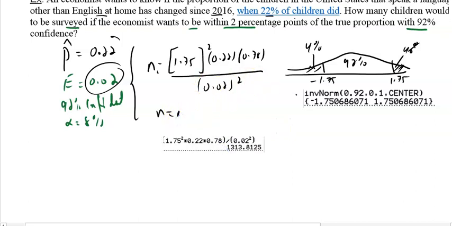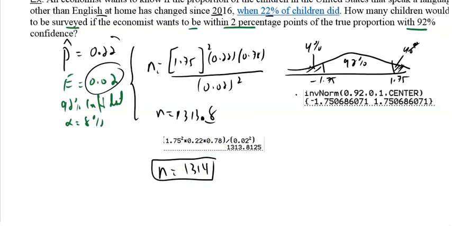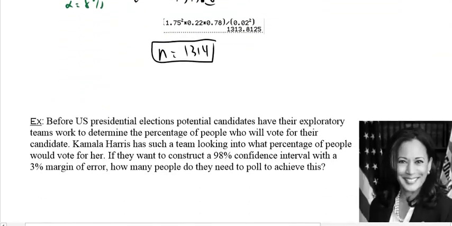So I'm getting 13 point, whatever the number comes there, I always round up. I want to be more confident, never less confident. So I should ask roughly 1,314 people, and I will be 92% confident that my answer will be within 2 percentage points of the true value.